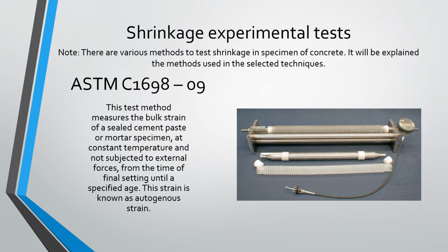This test basically measures the bulk strain of a sealed cement paste or mortar specimen at constant temperature and not subjected to external forces from the time of final setting until a specified age. And this is the equipment. In the foreground, corrugated PE mold, and in the background the dilatometer.